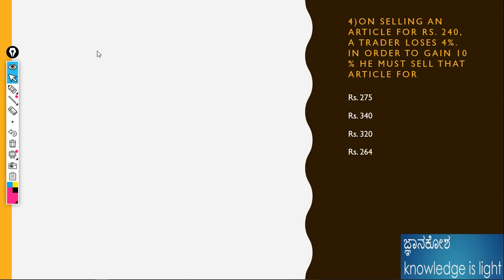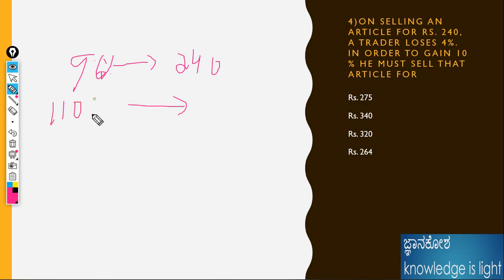On selling an article for rupees 240, there is a loss of 4%. Loss means 100 minus 4, which is 96%. So 96% corresponds to 240. I will also show the formula method later; this is a logical method. Gain of 10% means 100 plus 10, 110%. It should be greater, right? Keep it as 240 only, into 110 divided by 96.